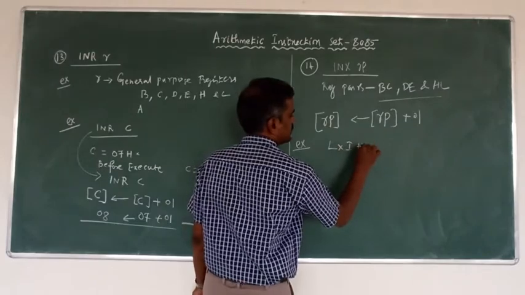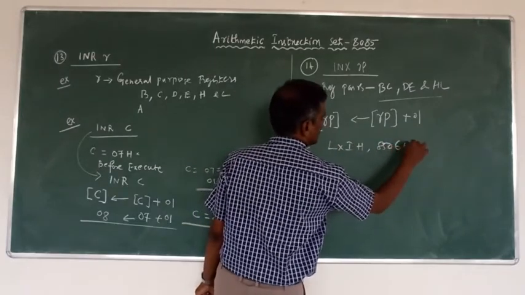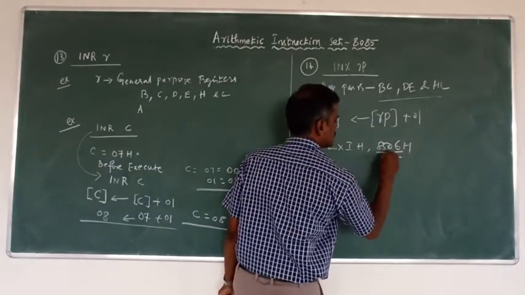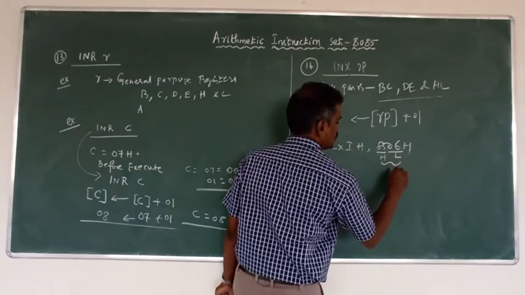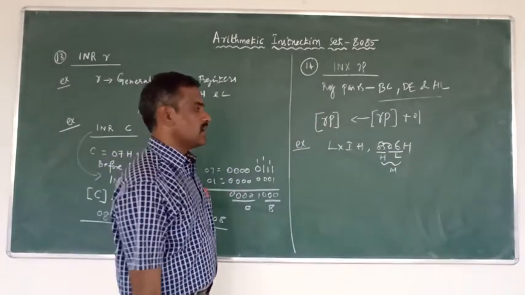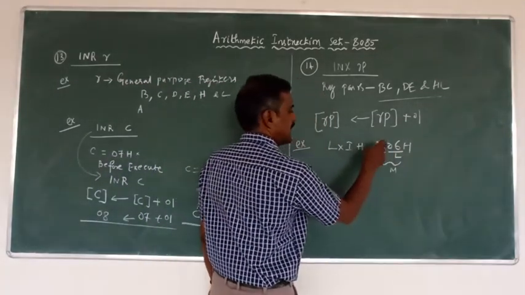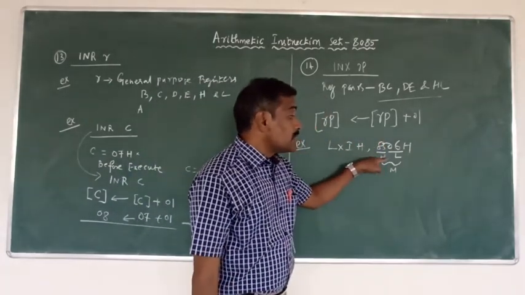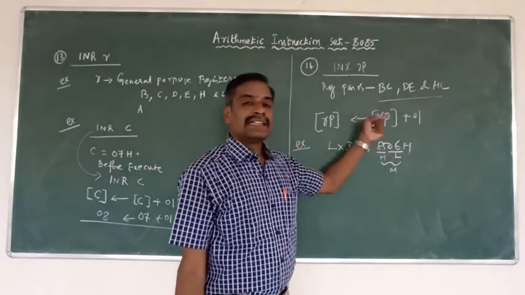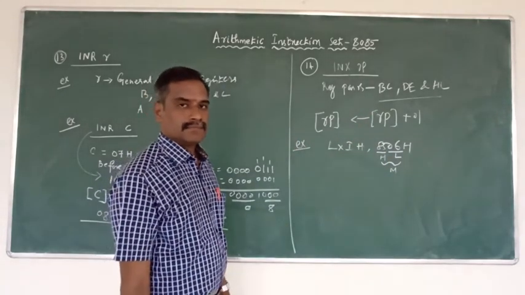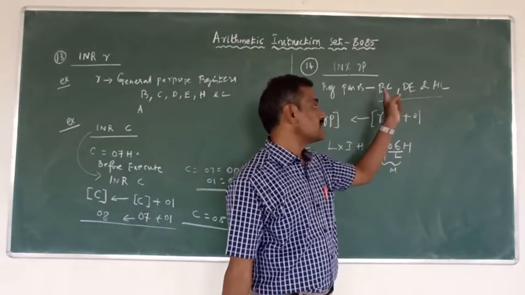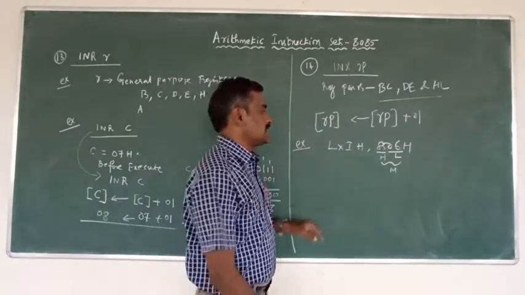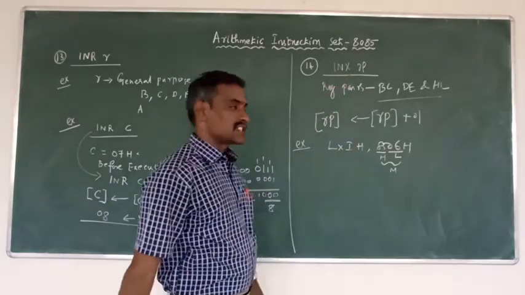Example, LXI H, 8506H. This 06 is for the L register and 85 is for the H register. This is for memory. Now the memory address will be 8506. If you want to increment the HL register pair content single time, any register pair, either BC, DE or HL, at that time we can use this type of instruction.